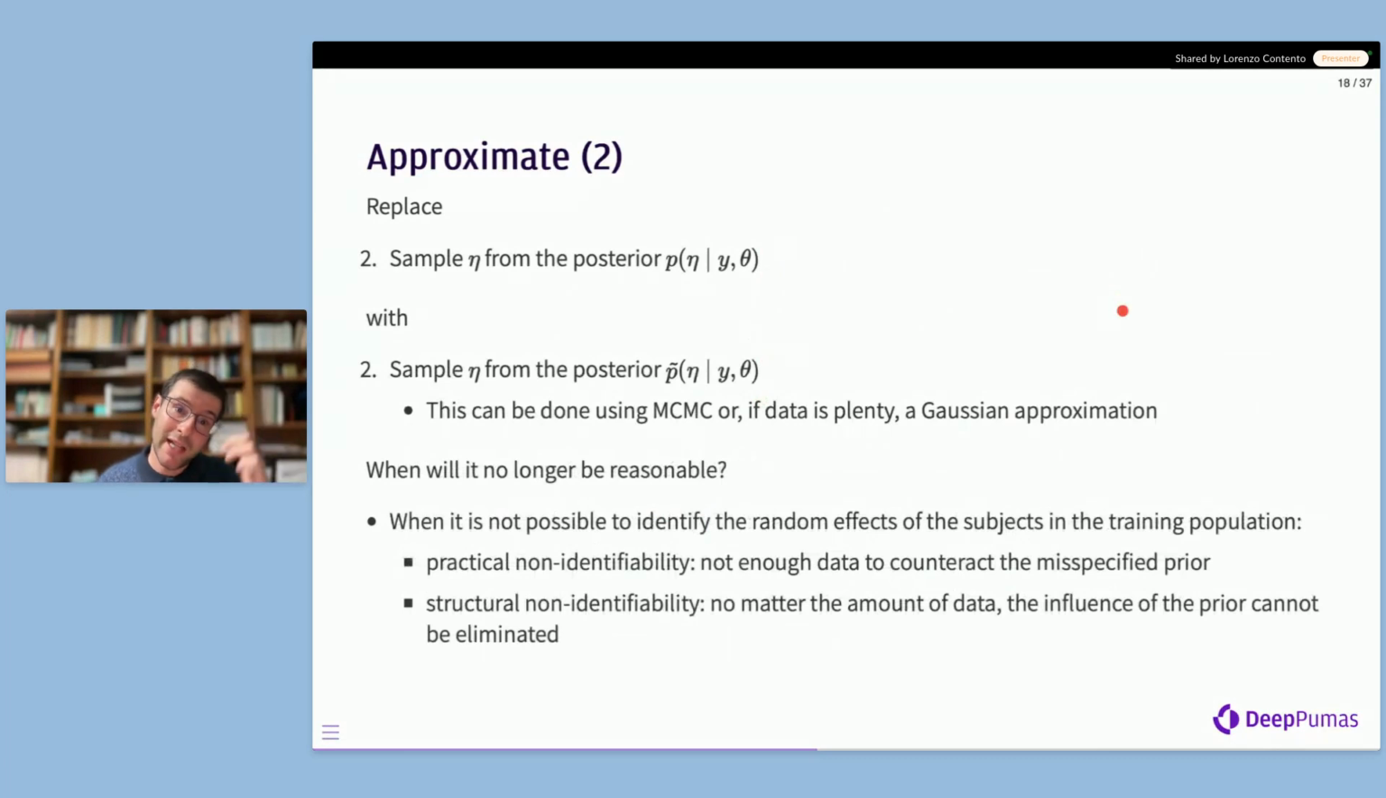However, there are cases where this is no longer true, and that is usually linked to the fact that we cannot identify the random effects of the subjects in the training population. This could be the case of practical non-identifiability, in which we just do not have enough data to counteract the influence of the misspecified prior, or the more serious case of structural non-identifiability, in which no matter the amount of data, the influence of the prior cannot be eliminated. So essentially, we are not able to pinpoint the true value of the random effect for a given subject.